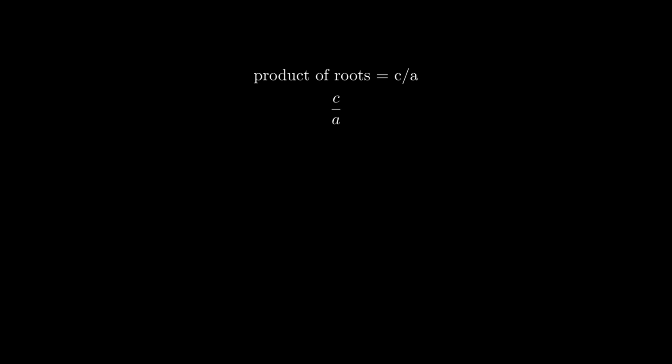Knowing this, you should know that our roots are sine squared pi over 5 and sine squared 3 pi over 5. If you multiply that together to get c over a, we get 5 all over 16. Next, taking the square root of both sides, we'd have that sine pi over 5 times sine 3 pi over 5 is equal to the square root of 5 all over the square root of 16, which is 4.